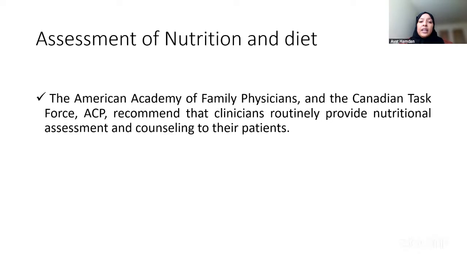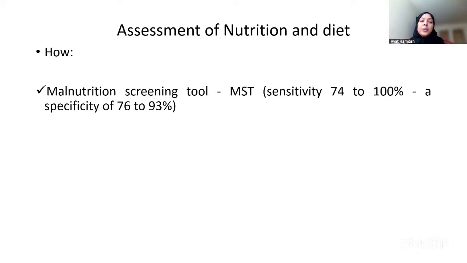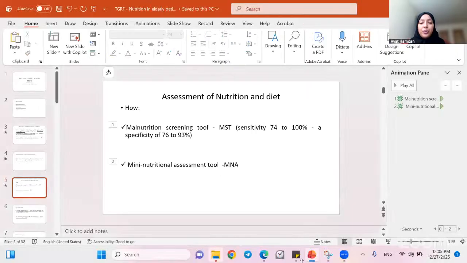Bodies like the American Academy of Family Physicians and the Canadian Task Force recommend that clinicians routinely provide nutritional assessment and counseling for their patients in each and every single visit, or somebody suggests that's done biannually or even annually. How we can do that? We have many tools. The most important tools, or the simplest, is the malnutrition screening tool, and the other one is the mini nutritional assessment tool. So I will just show you both of them, how they look like.